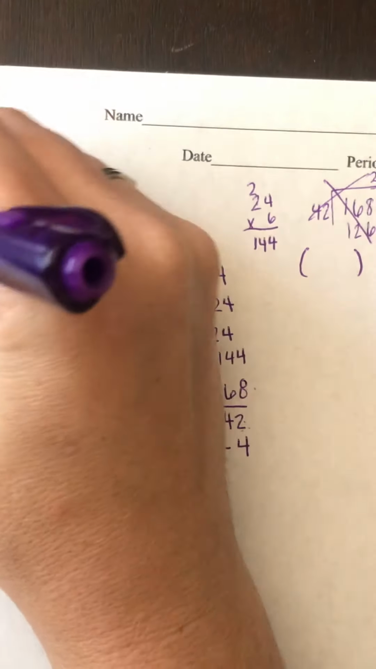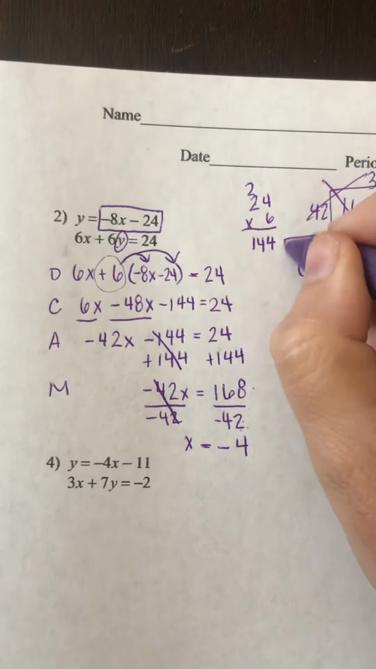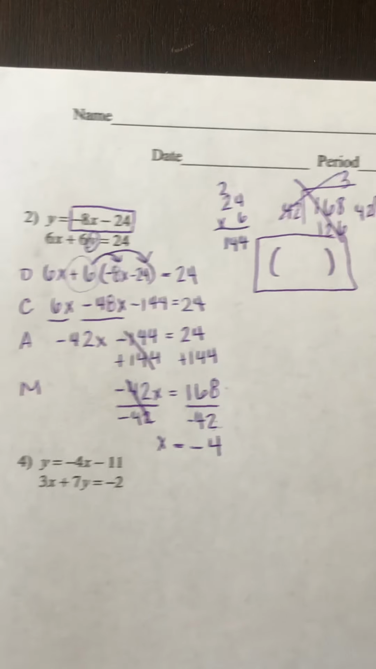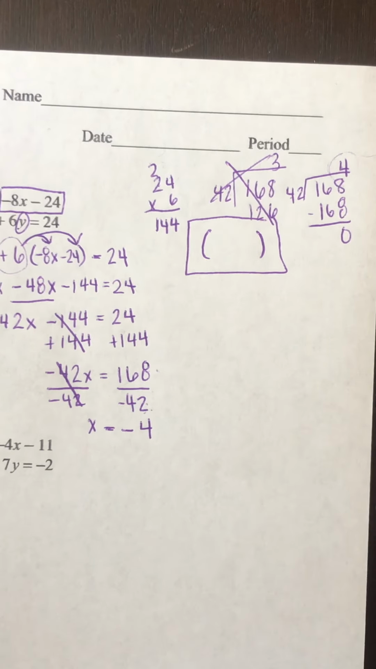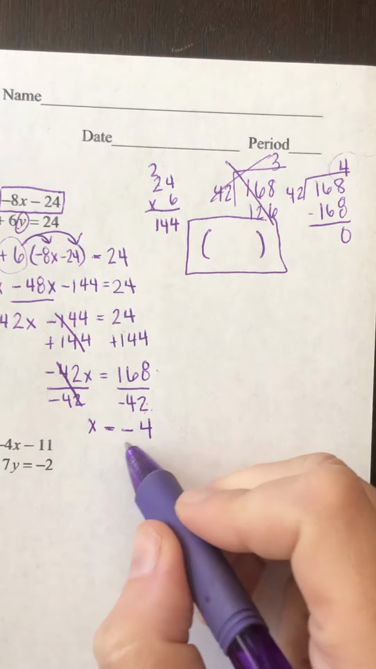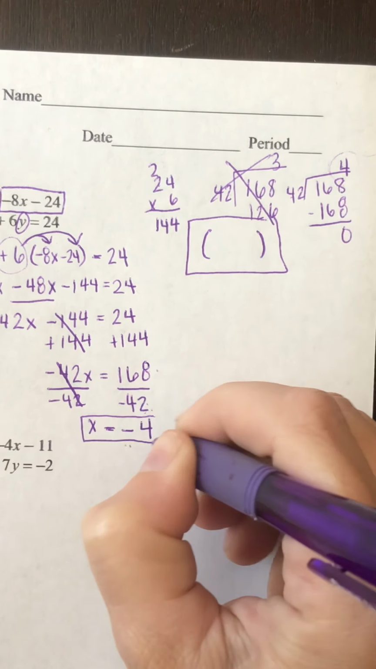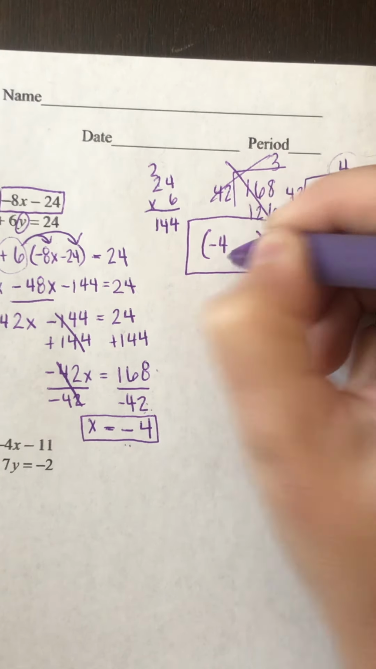Here's my answer. I'm blocking my answer over here. This is going to be my answer for number 2. And there's that division for you in case you can't see. So our x value was equal to negative 4. Negative 4 is our x value.